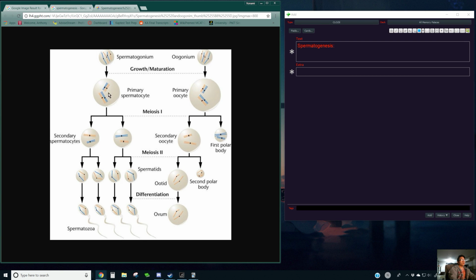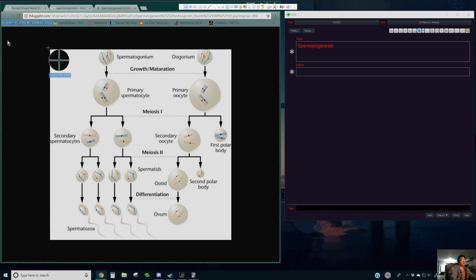Spermatogonia will form a primary spermatocyte through mitosis, and then meiosis 1 will turn the primary spermatocyte into a secondary spermatocyte. Okay, and then meiosis 2 will take the secondary spermatocyte to spermatids. Spermatids will form sperm or spermatozoa. This is good.